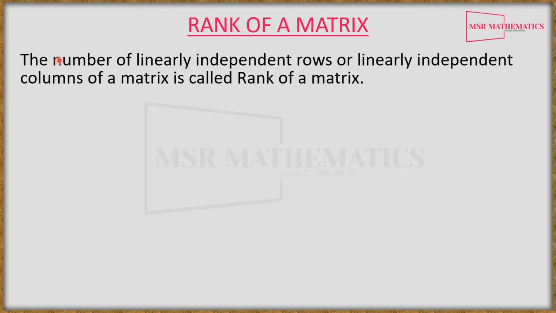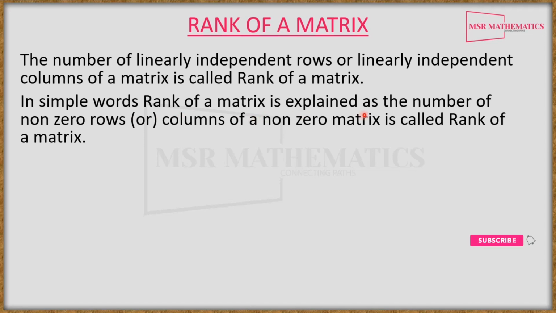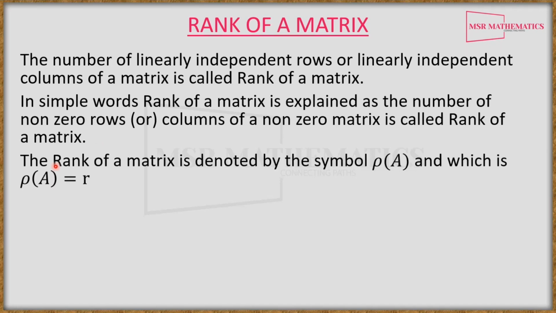The definition of rank of a matrix says the number of linearly independent rows or linearly independent columns of a matrix is called the rank of a matrix. In simple words, the rank of a matrix is the number of non-zero rows or columns of a non-zero matrix. The rank is nothing but the number of non-zero rows obtained in the row reduced echelon form of the matrix. The rank of a matrix is denoted by the symbol ρ(A), and ρ(A) is equal to r. Here r is the number of non-zero rows.